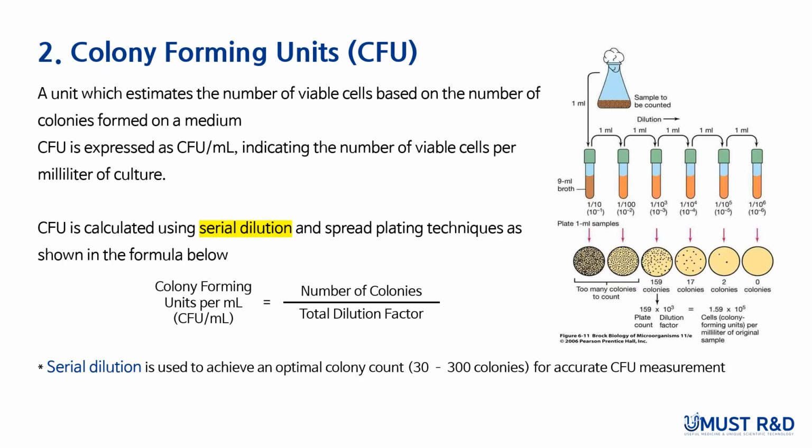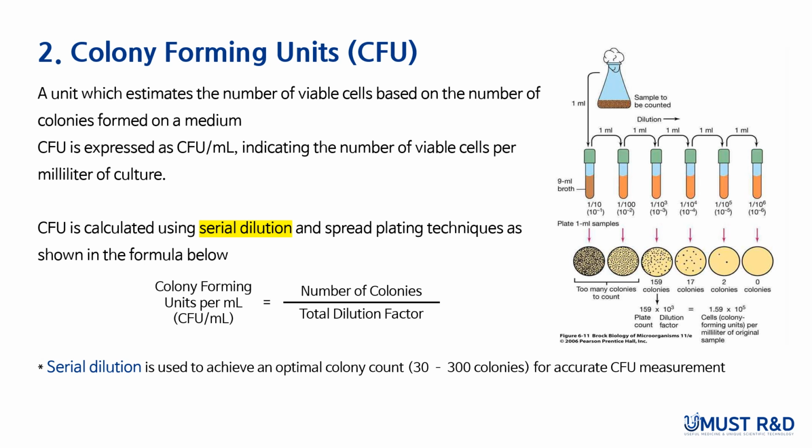The colony forming unit, CFU, method is used to estimate the number of viable cells in a sample by counting the colonies formed on the medium. CFU is expressed as CFU per milliliter, representing the number of viable cells per milliliter of culture. The procedure for CFU involves serial dilution and the spread plate method, and incubating the plates to count colonies.